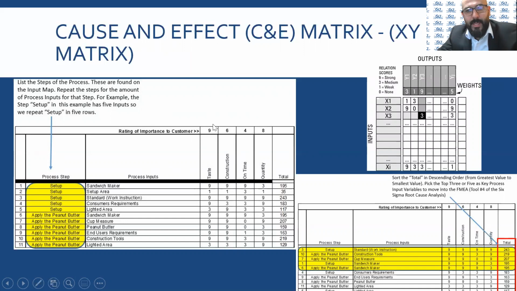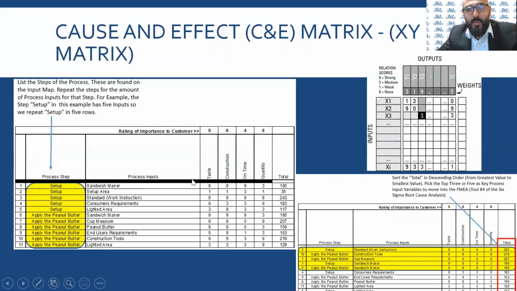So you ask the customer which is more important. What is the rate for taste on a scale of 1 to 10? The customer will say 9. The construction, like a well-constructed sandwich, how important is that? Maybe 6 is good for that sandwich. Having the sandwich on time, a rate of 4 out of 10. Quality, it's really important to have a quality sandwich, so I'm going to give it 8.